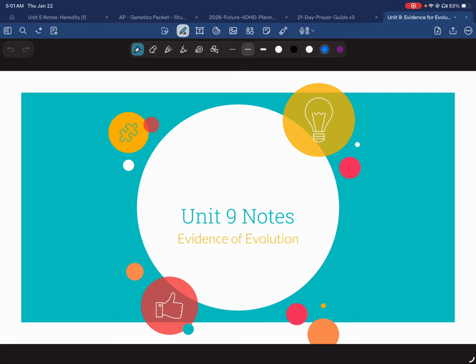This is Unit 9 Notes, Evidence of Evolution. So our last unit, we talked about what evolution is, the mechanisms that can cause it to happen. Now, these are different evidences that support when evolution is occurring over time in a population or in different species.